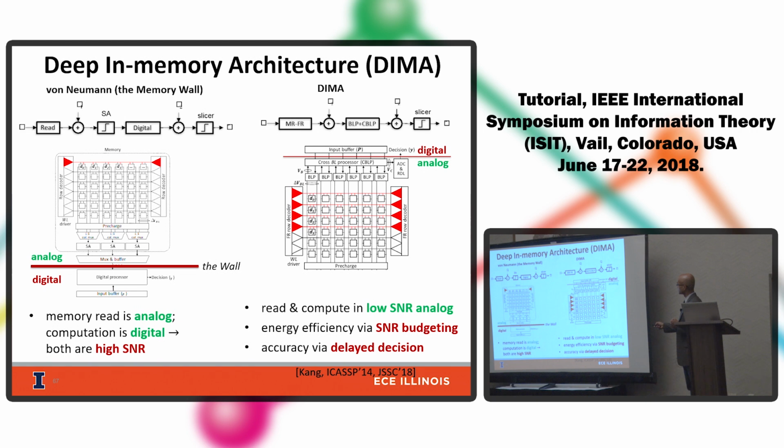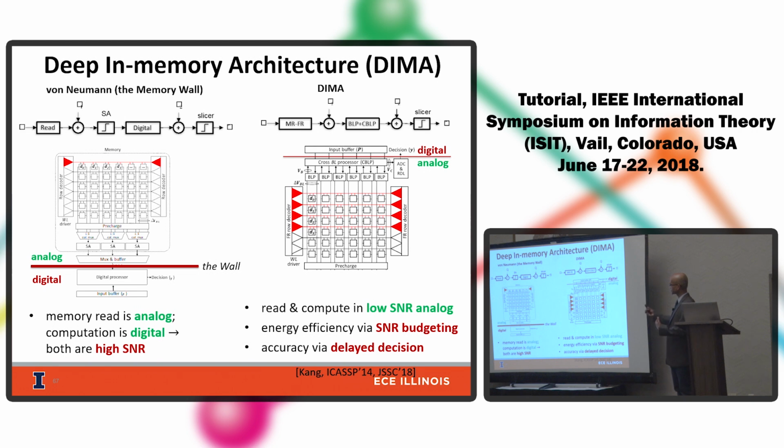Recently, we have proposed an architecture inspired by the Shannon-theoretic way of looking at computing, called DIMA, Deep In-Memory Architecture, where we overcome this wall. On this figure, you can see the traditional von Neumann architecture: storage and a digital processor. Storage is typically an analog process. When you read data, you read it on small voltages, bit line swings are small, you pass it through a sense amplifier, convert to digital, and then send it into a digital processor. This is how these systems are designed.